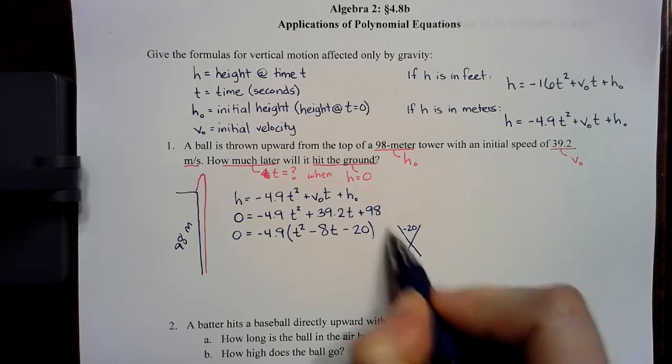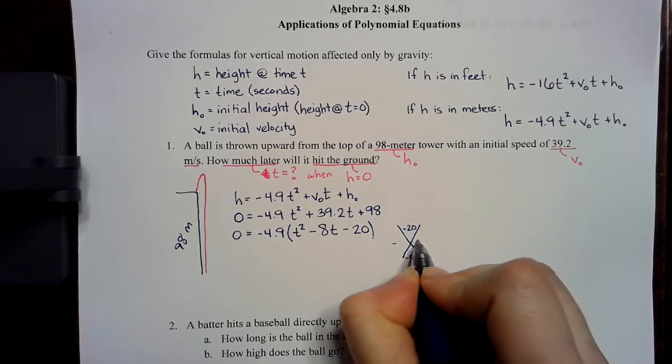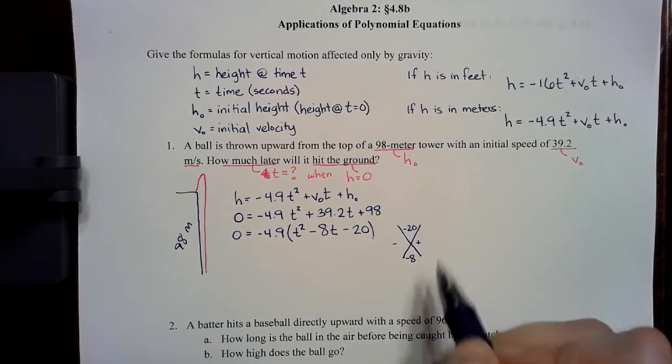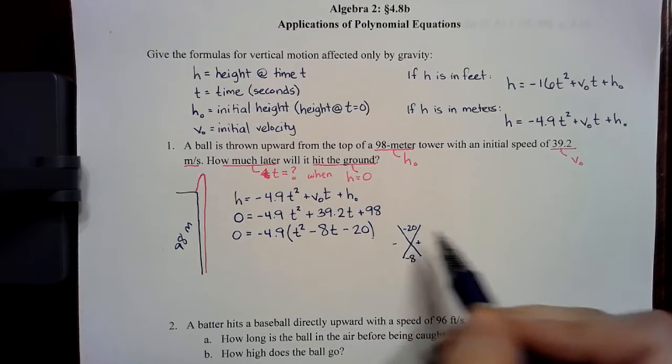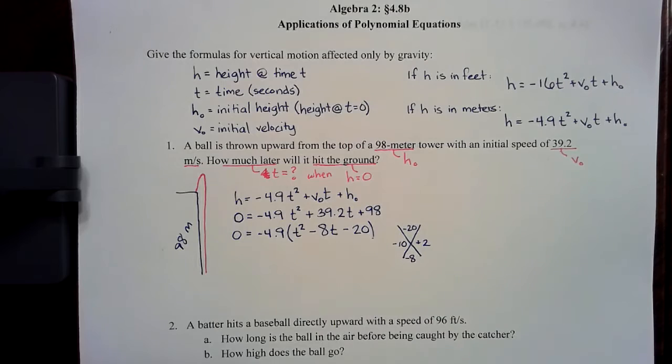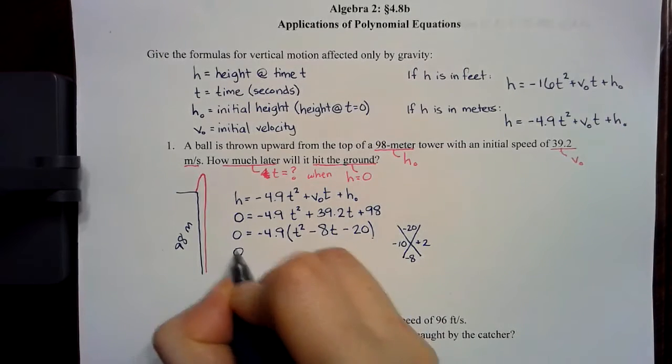So we're looking for numbers that multiply up to a negative, add up to a negative. So negative 20 to negative 8, negative 20, I don't know, 2 and 10? Yes. If the 10 is negative and the 2 is positive, we will get this 2 factor.